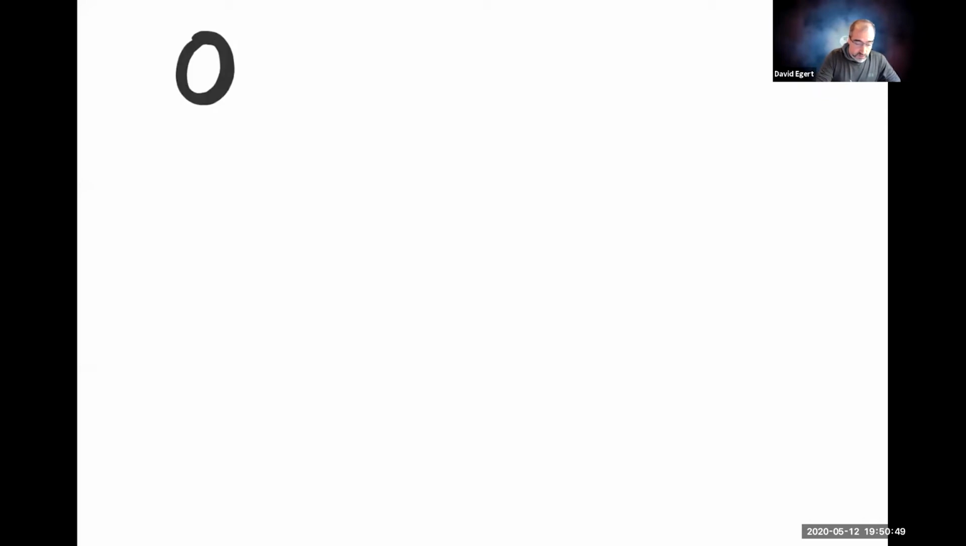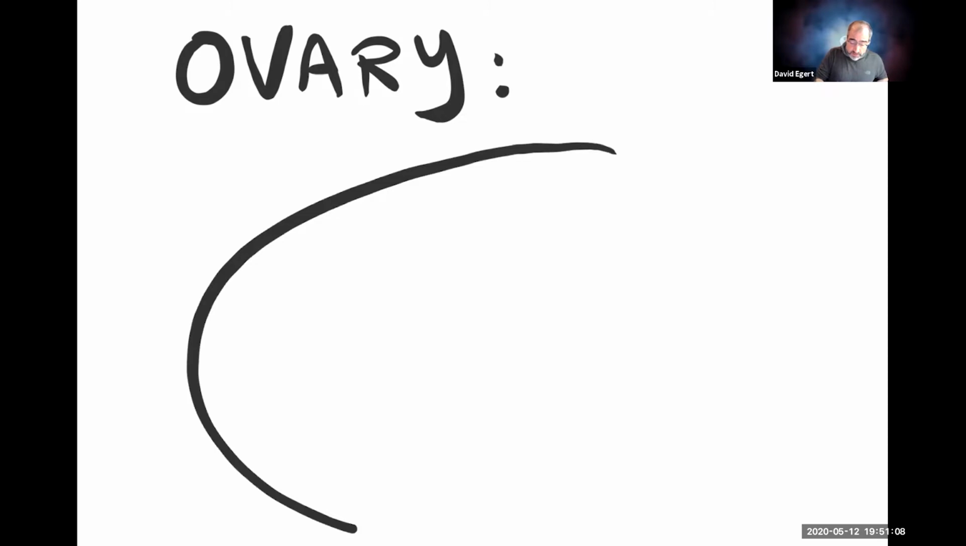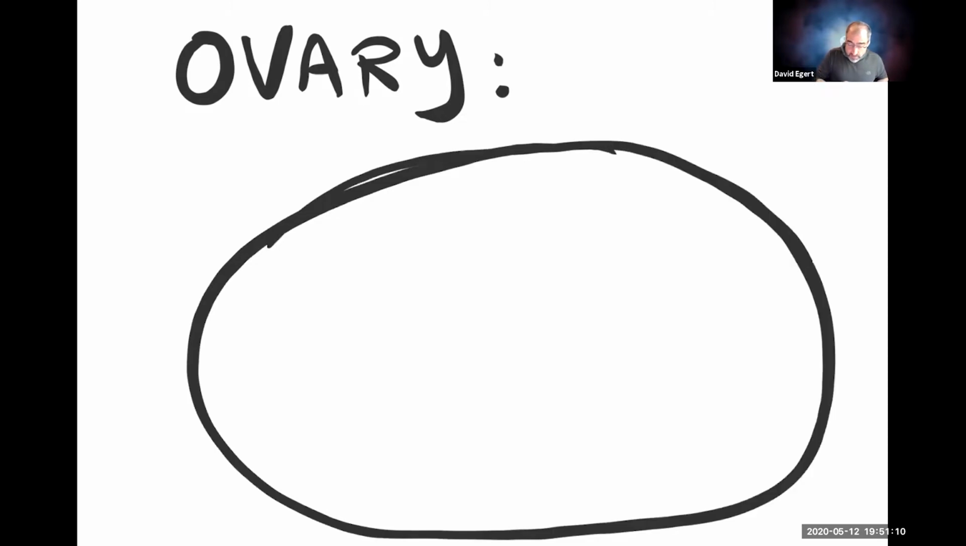So, the ovary. Obviously the ovaries do not descend outside the body. They stay up in the pelvic cavity, kind of almond shaped, although bigger than an almond, like twice as big as an almond.